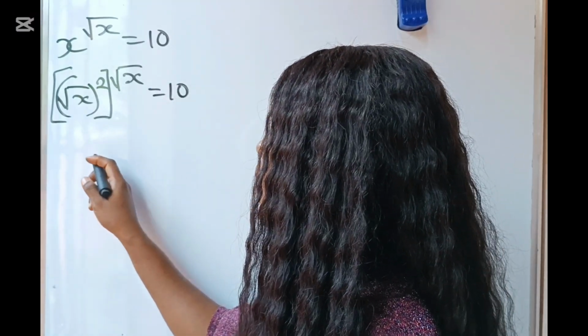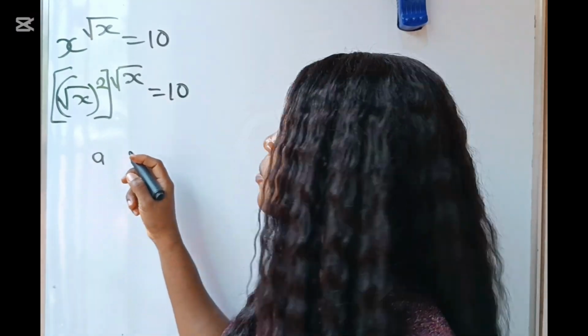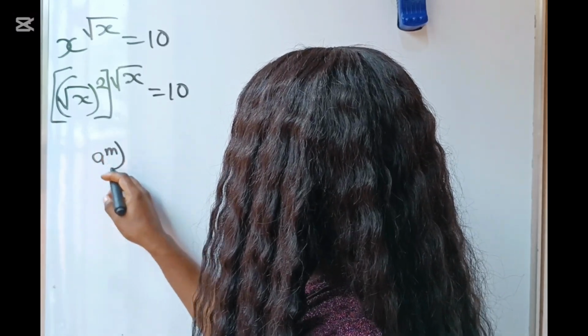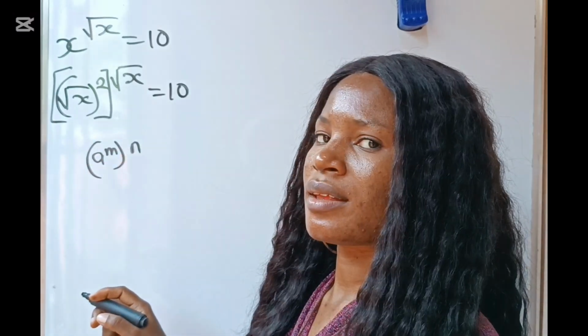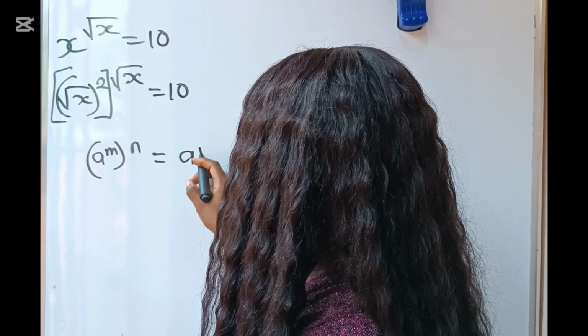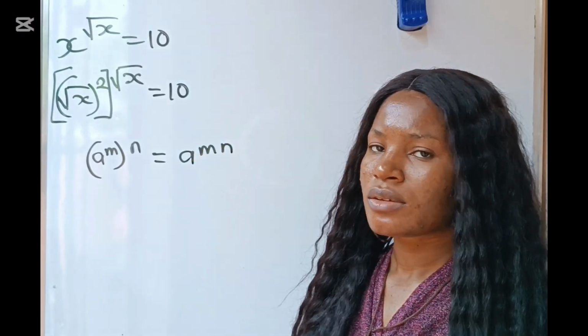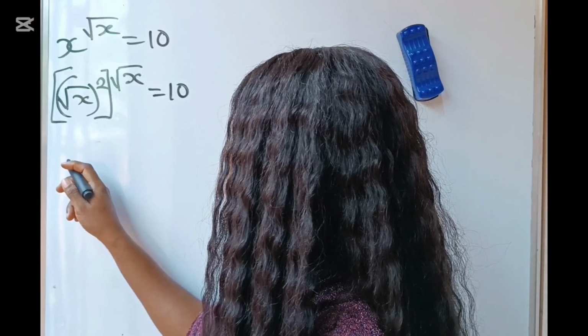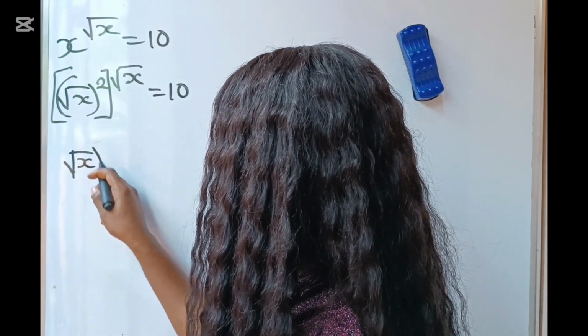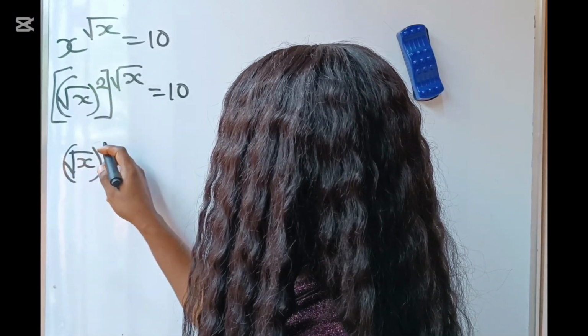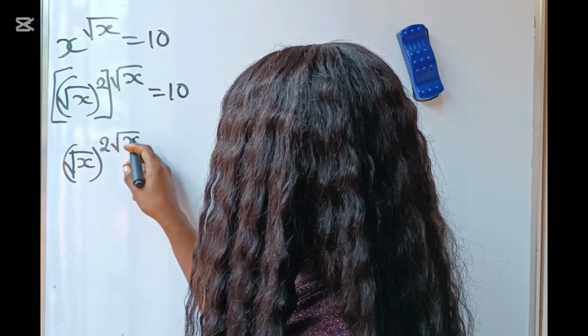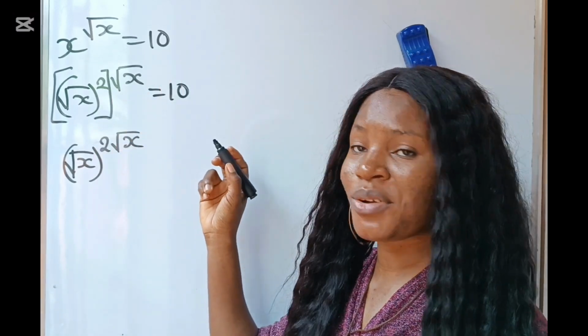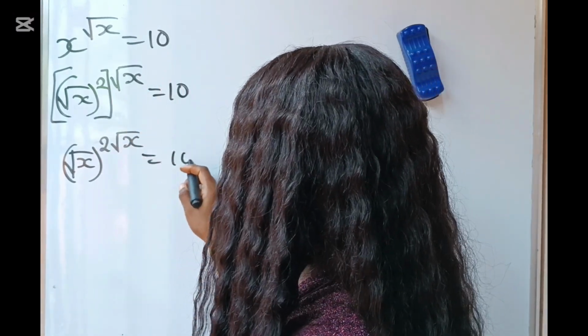Now, when you have a raised to the power of m raised to the power of n, this is equal to a to the power of m times n. So that simply means that we can rewrite this as what? Square root of x raised to the power of 2 multiplied by root x, which is 2 root x, is equal to 10.